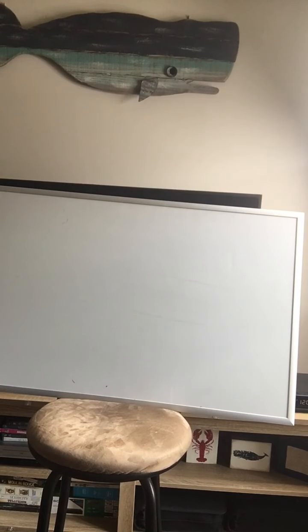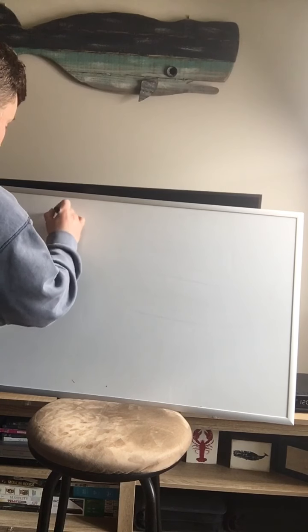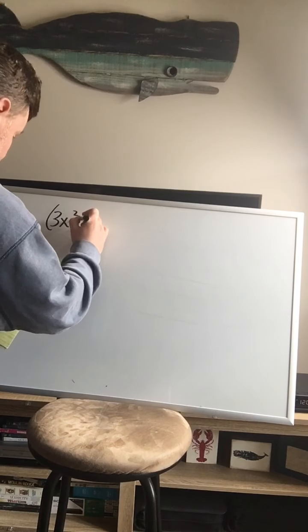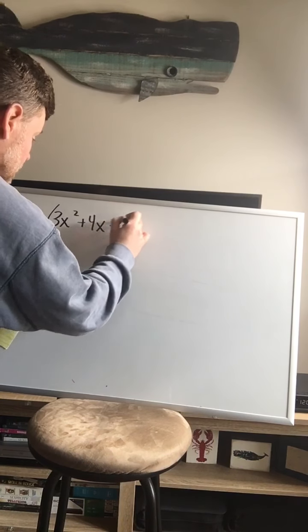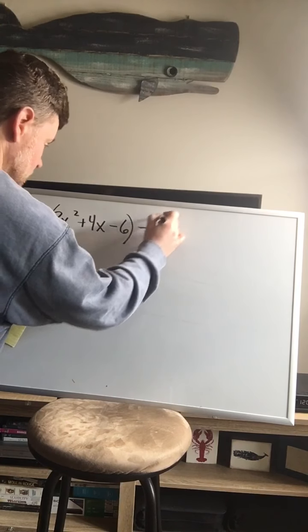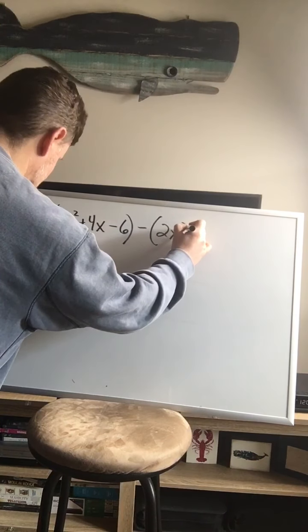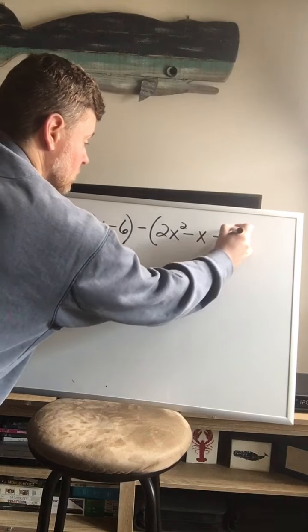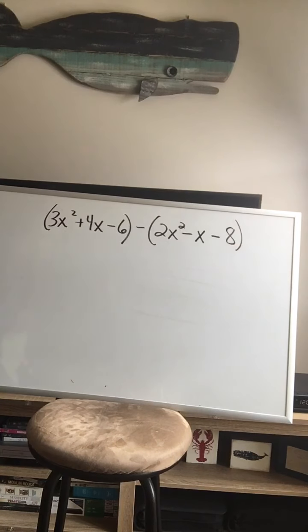Okay, let's take a look at one like this. 3x squared. So once again, we're subtracting here. We're looking to combine like terms.